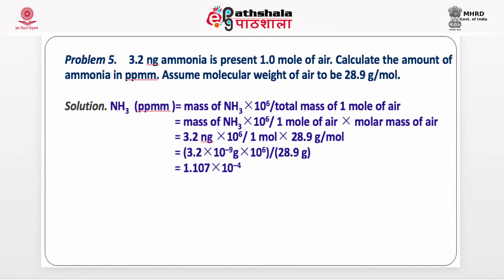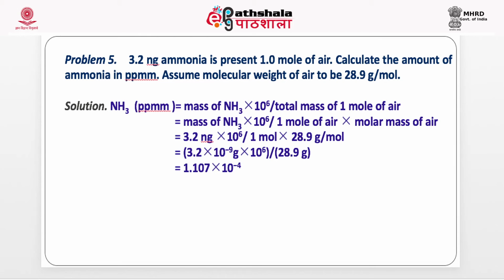Now, there is a problem. 5.2 nanogram ammonia is present in 1.0 mole of air. Calculate the amount of ammonia in ppmm. Assume the molecular weight of air to be 28.9 gram per mole. Solution. How will we solve it? ppmm equals the mass of ammonia times 10 to the power 6 divided by the total mass of 1 mole of air. Remember, it is present in 1 mole of air, so that's why it is 1 mole of air.